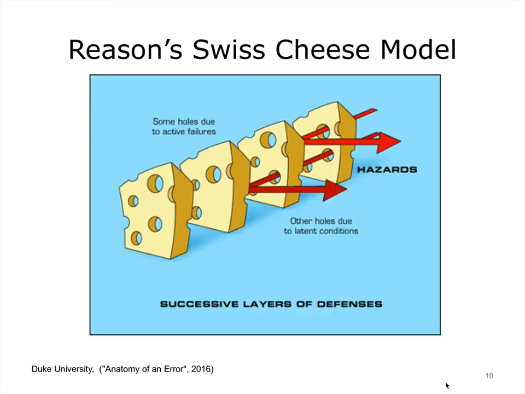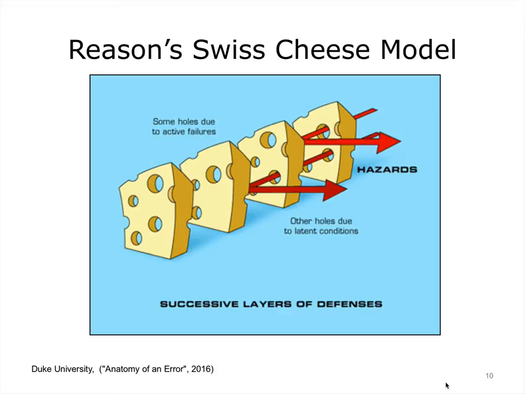James Reason proposed the Swiss cheese model of system failure. Every step in a process has the potential for failure to varying degrees. The ideal system is analogous to a stack of slices of cheese. The holes are opportunities for a process to fail. Each slice is a defensive layer.